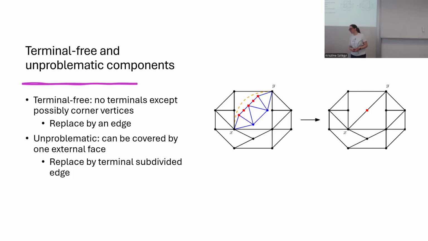The next easiest case is an unproblematic component, which are those that can be covered by one external face. So for example, this blue one, you see that all the red terminals belong to this face. So we can replace it by a terminal subdivided edge, namely we just take its corner vertices, connect them by an edge, and add a terminal in the middle of this edge. And after the replacement, we still have the exact same property. So this graph can be covered by either one of these external faces.